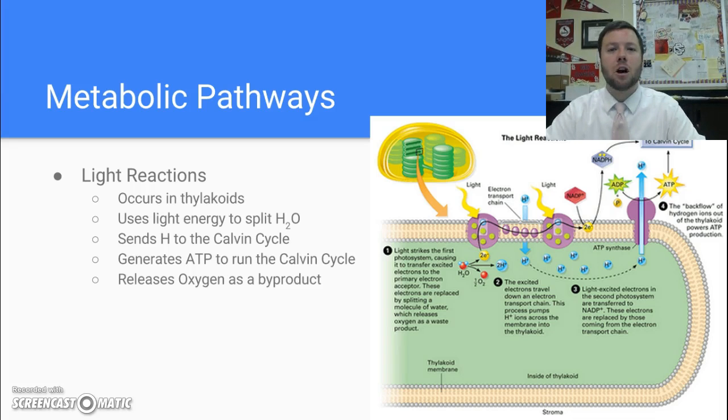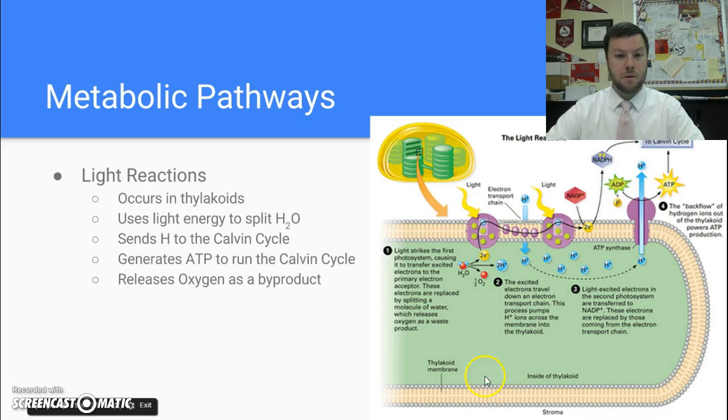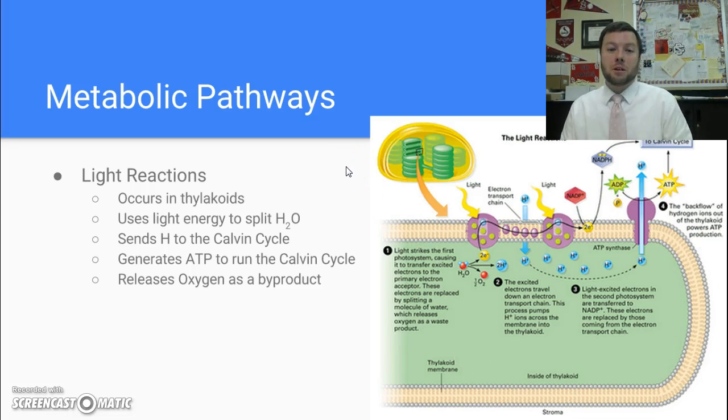So what metabolic pathways are there? First, as we all know, photosynthesis requires light. So the reactions where light takes place are known as the light reactions. I know, stretch, right? This occurs in the thylakoids. That's these little stacks. Here's a zoom in of the thylakoid membrane. It actually uses energy from the sun. It uses light energy to split water apart.